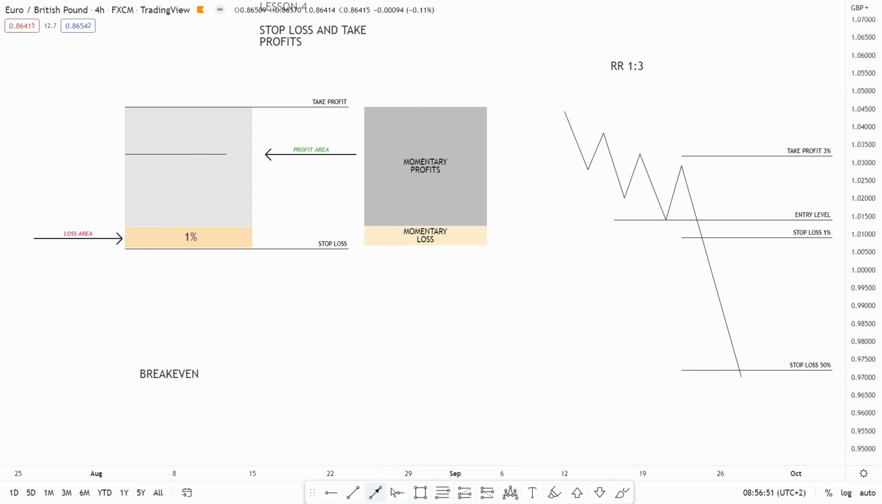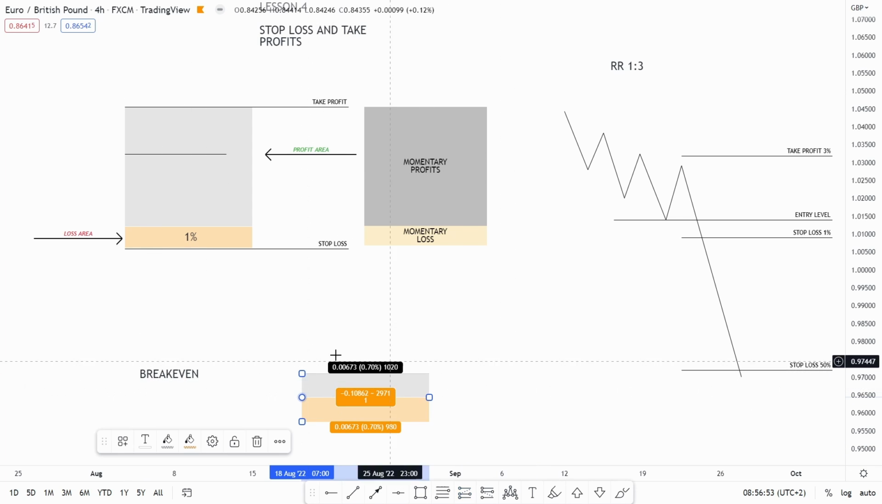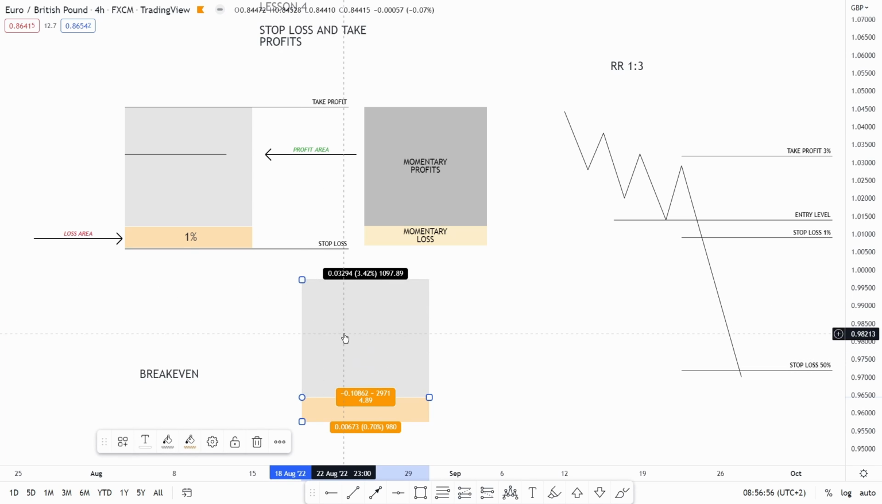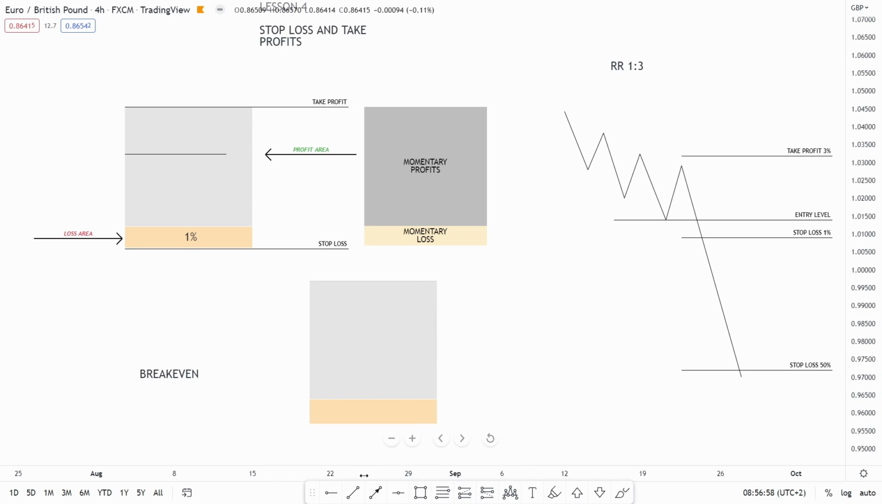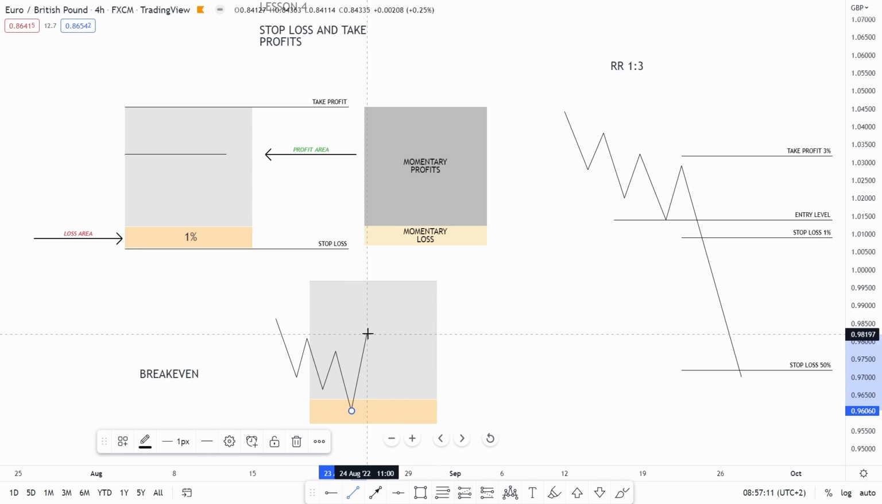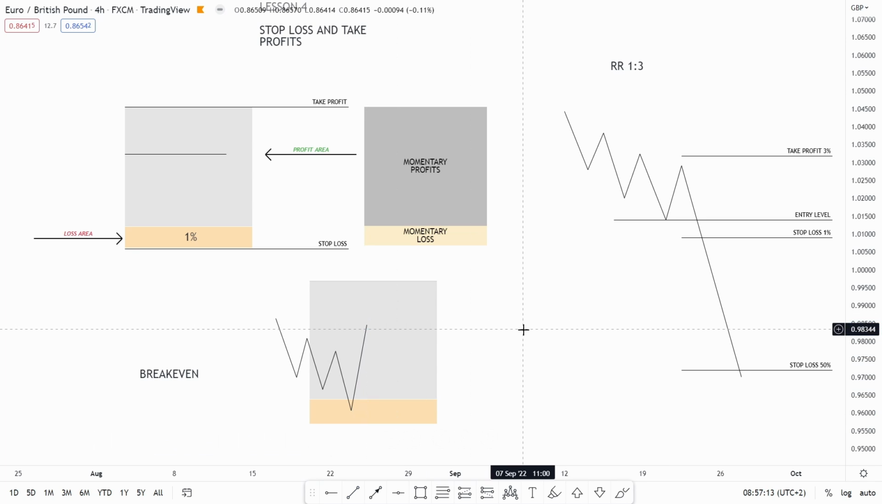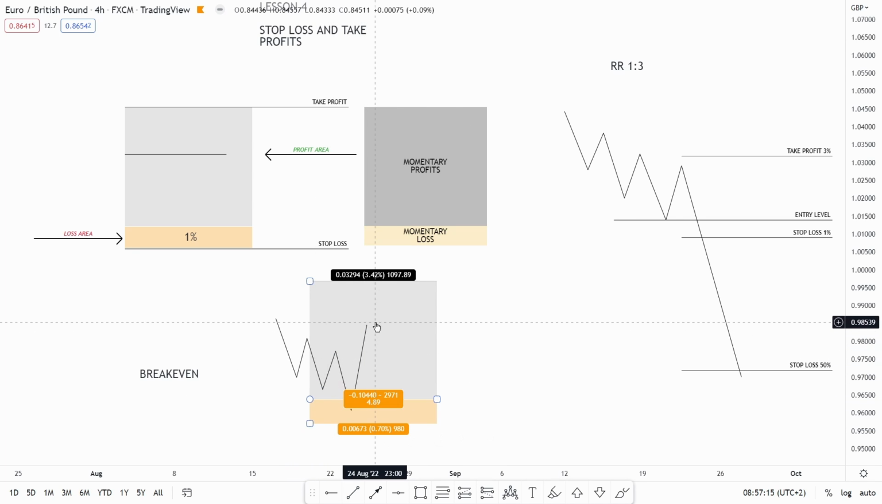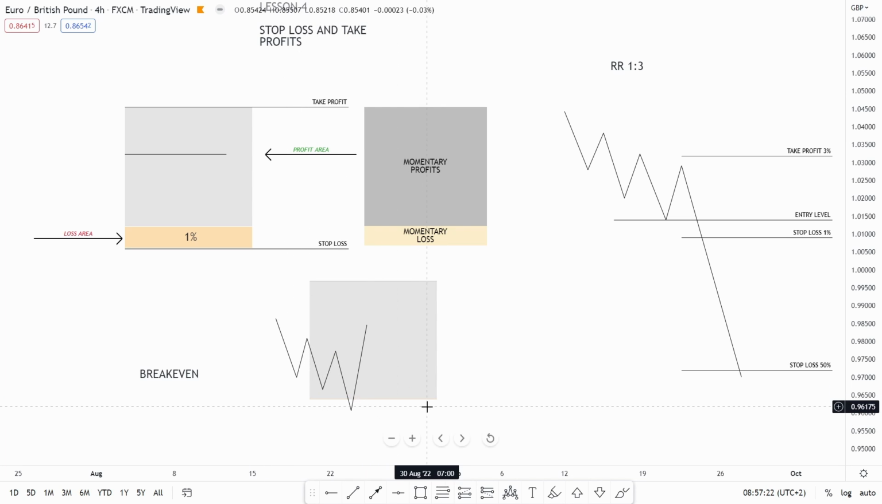Why? Because let's pretend we want to have a buy position. The market comes down very softly. Then it touches our position, maybe going even a bit into a loss area, and then goes straight up. When we see a movement like this, we don't want to keep our stop loss at 1%. We want to reduce the risk to risk-free.